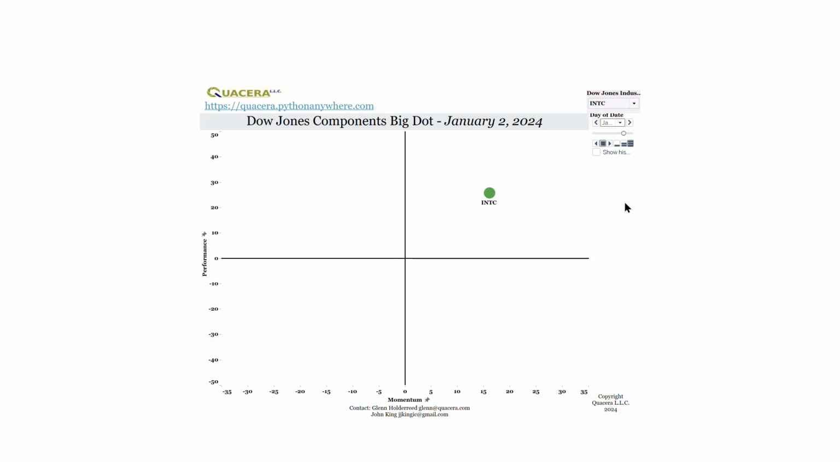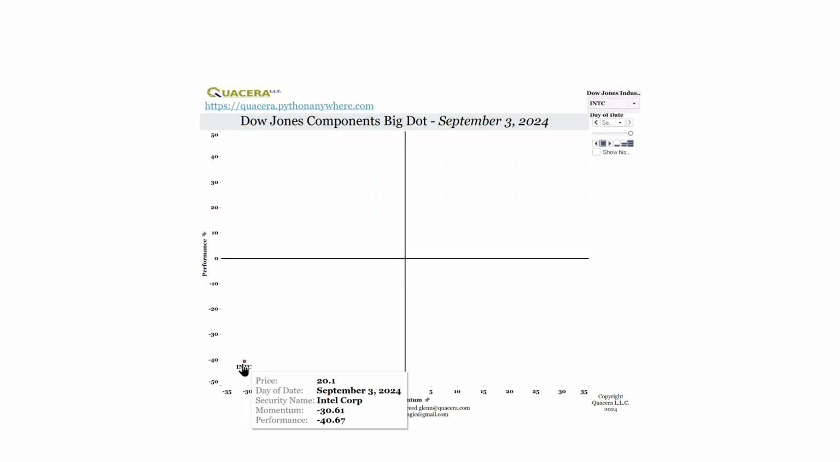Intel is a classic example of a descent into irrelevance as far as the Dow Jones Industrial Average is concerned. You can see the dot here on January 2nd, at a price of $47.80. We'll see what's happened the rest of the year. You can see the dot is shrinking as the year progresses. We had a little bit of a rebound, and then came into August and September. On September 3rd, this is where Intel was, $20.10. Intel could double and it would have absolutely minimal effect on the Dow Jones average.